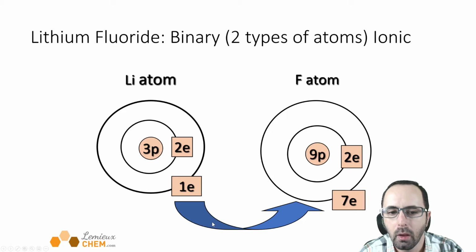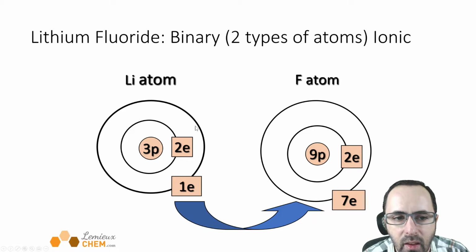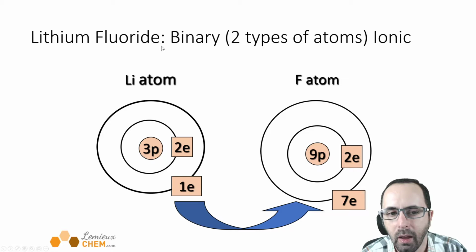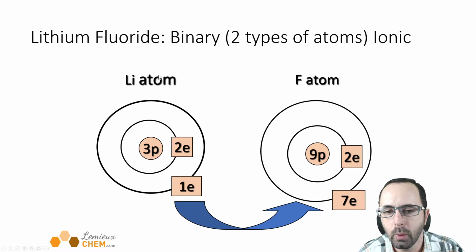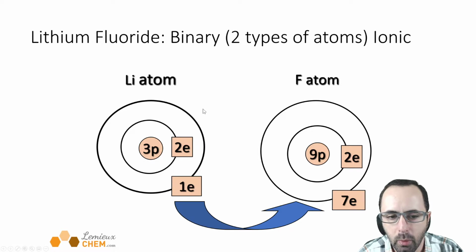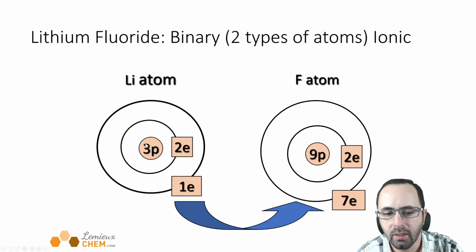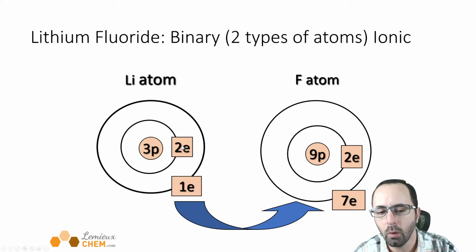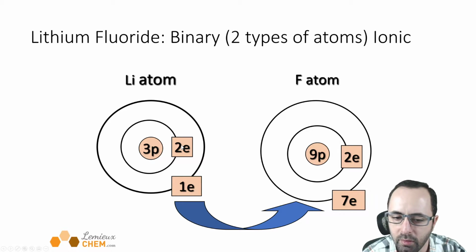So here is an ionic bond being formed between a lithium atom and a fluorine atom. And so we've got a lithium atom. So lithium is the third element in the periodic table. It has 3 protons and it has 3 electrons. And those first 2 electrons go in the first shell. It can only fit 2 electrons. That third electron goes in the second shell, and that is its 1 valence electron.